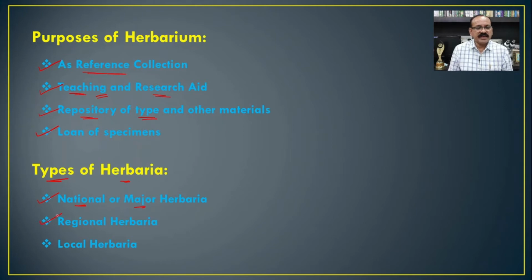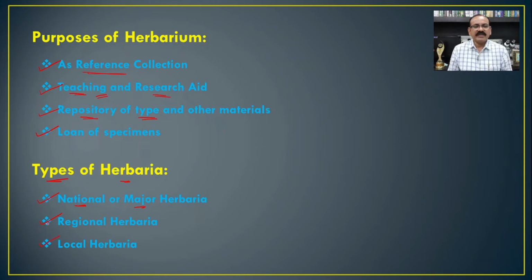In the second type, the regional herbaria, one region is covered in the formation of the herbaria. For example, any national park or sanctuary or any particular area in the form of a state or a complete region is covered, then such types of herbaria are considered regional herbaria.